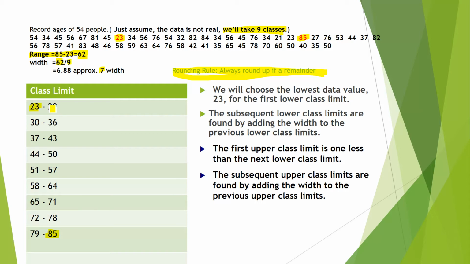And this is the upper limit. So the next upper limit, same thing, 29 plus 7, 36. 36 plus 7, 43. 43 plus 7, 50, and so on. And this first upper class limit is 1 less than the second lower class limit. Second upper class limit is 1 less than the third lower class limit. So see, each upper class limit is 1 less than the next lower class limit. The subsequent upper class limits are found by adding the width to the previous upper class limit.